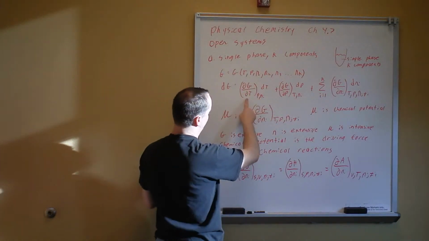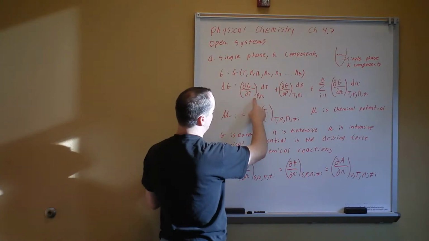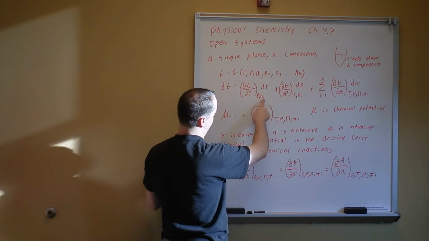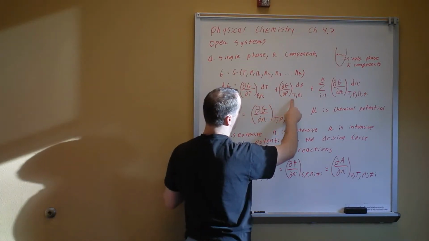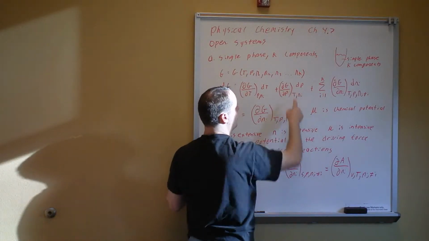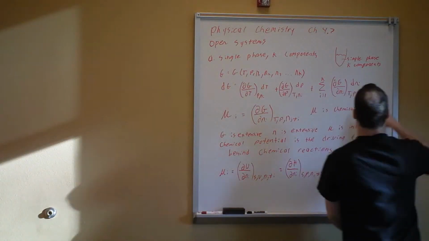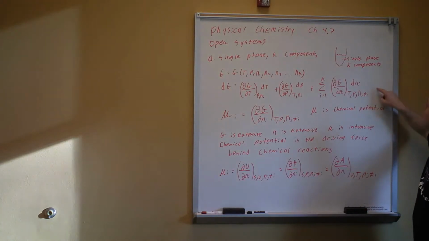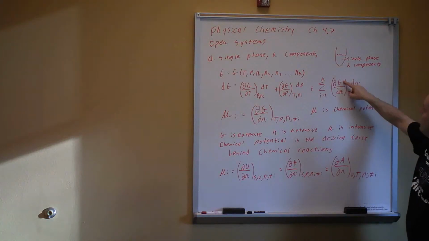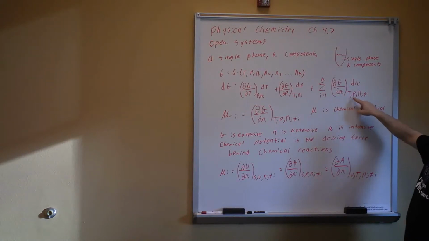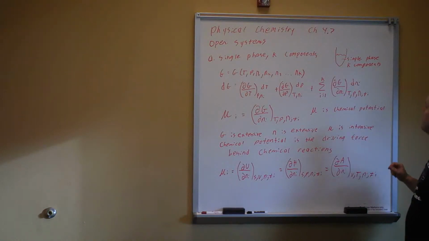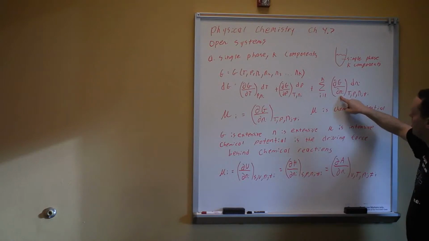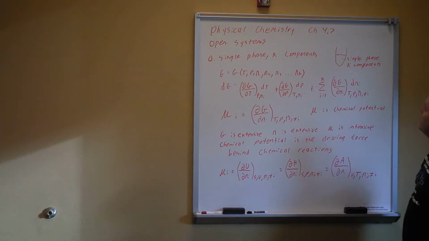So the derivative of G with respect to T holding pressure and all the number of molecules constant, just like before, dT, and the derivative of Gibbs free energy with respect to pressure holding temperature and all the different molecules constant, dP. And then we're going to add up the change we have from all these different substances. So the derivative of G with respect to the first substance holding temperature and pressure and all other substances constant. The derivative of G with respect to the second substance holding temperature and pressure and all the other substances constant. The derivative of G with respect to the third substance holding T and P constant, all the way up to K substances.